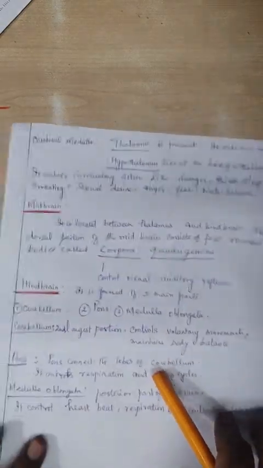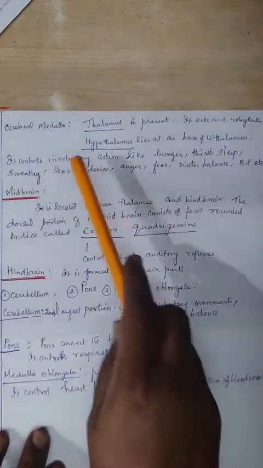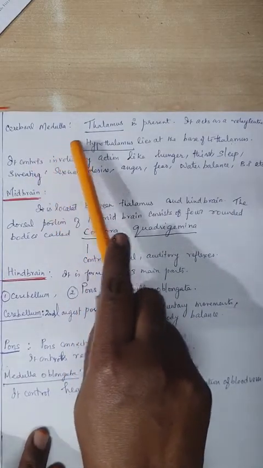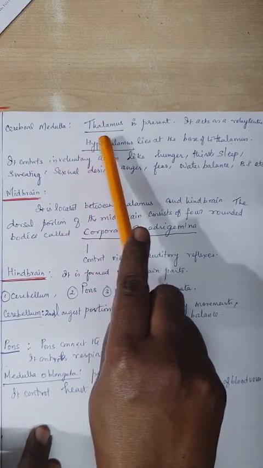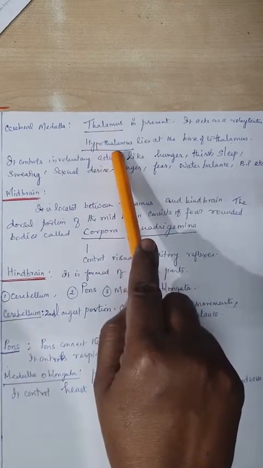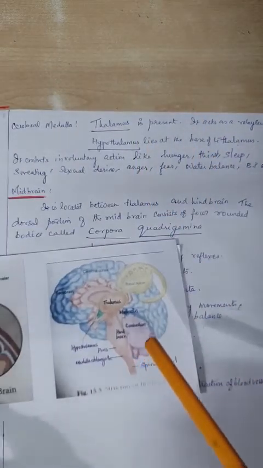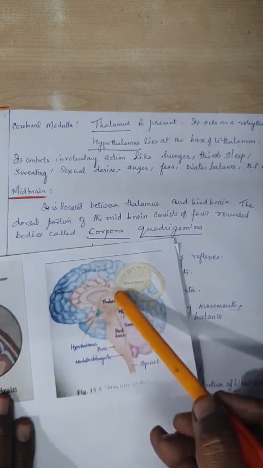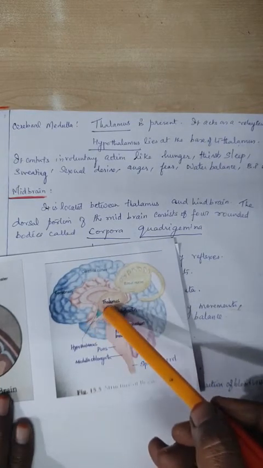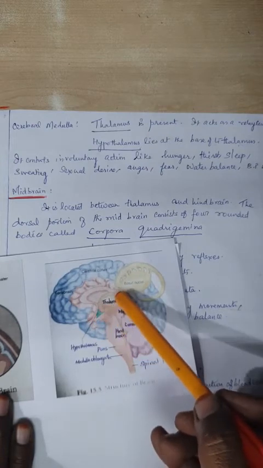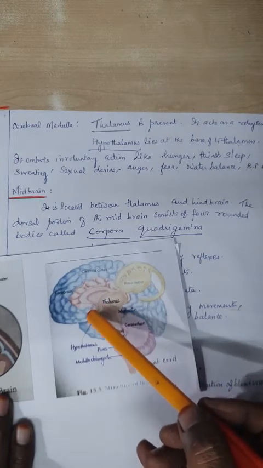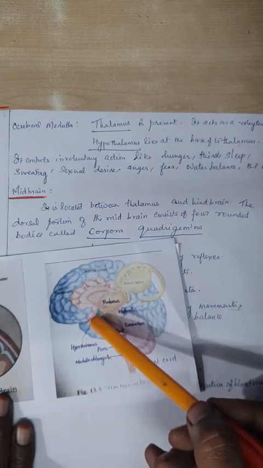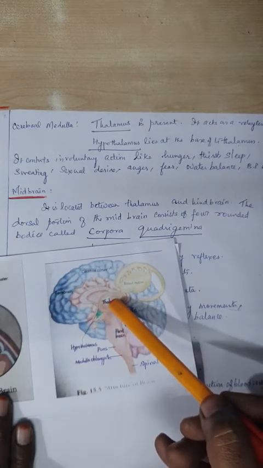Next we are going to see the cerebral medulla. So far we have seen the cerebral cortex. Now we are going to see the cerebral medulla. Already I said about the thalamus and hypothalamus. Here you can see thalamus and hypothalamus. These portions are seen in cerebral medulla. That is, the inner part of the cerebrum is cerebral medulla, and the thalamus and hypothalamus are seen in the cerebral medulla. Okay, what is the function of thalamus?